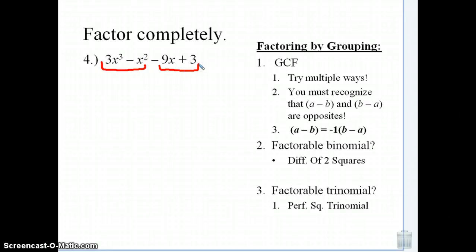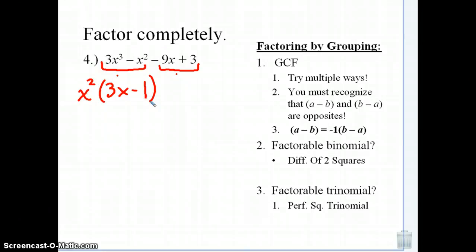And when I look at these 2, is there a GCF I can pull out of each of those? That's always my first check. So the first one, someone said I can take x to the second out. And when I pull x to the second out, I'm left with 3x minus 1.